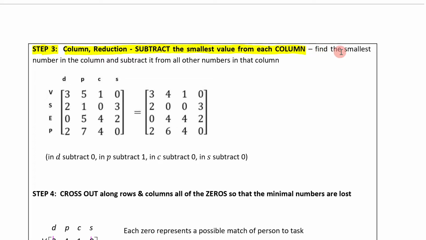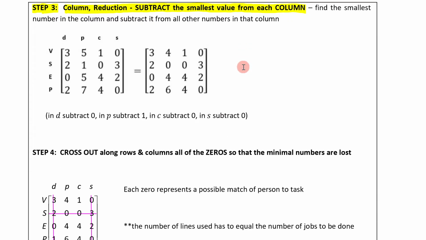So now it says find the smallest number in the column and subtract it from the other numbers in that column. So if we look here, we're now looking at the columns and trying to identify the smallest number. Well, the smallest number of this column will be 0. So that means I need to subtract 0 from every number in this column. Well, 3 minus 0 is 3. 2 minus 0 is 2. 0 minus 0 is 0. 2 minus 0 is 2. So what you should notice is that if you have a 0 in your column, we actually don't change that column.